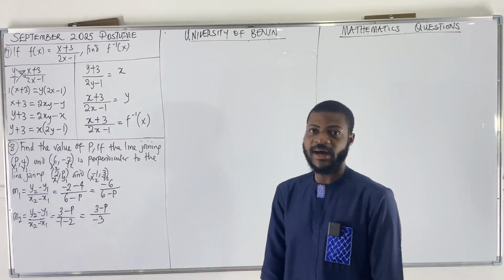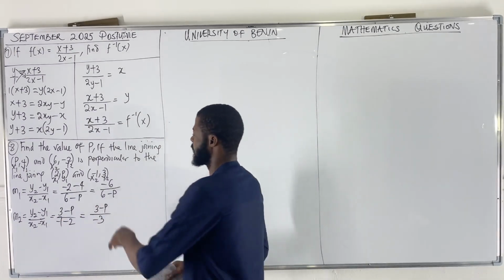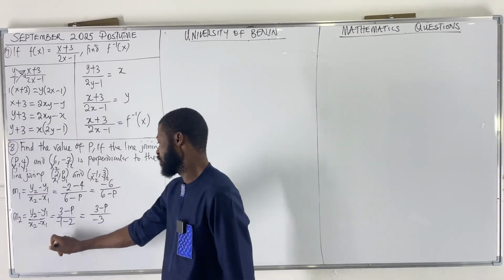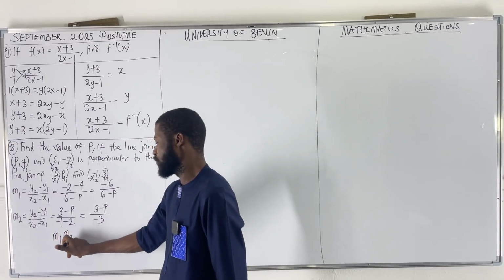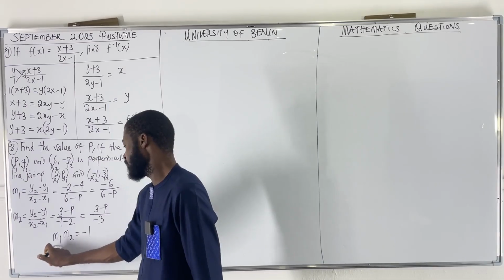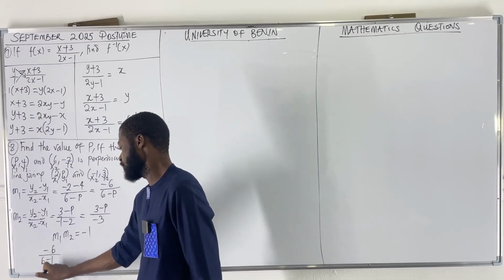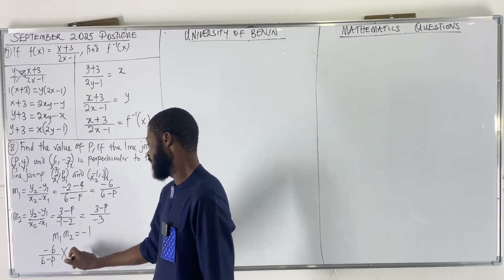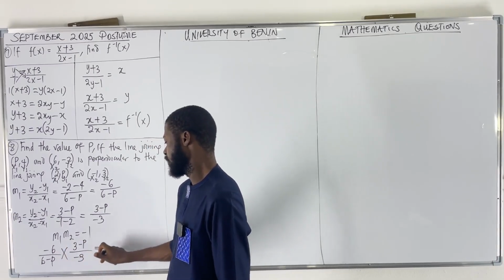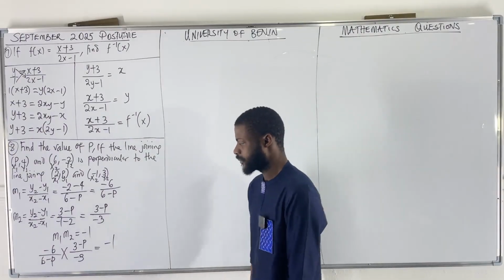Now I said something. After finding the gradient, if two lines are perpendicular, the product of their gradients is always minus 1. So this means m1 times m2 is equal to minus 1. So what was our m1? Our m1 was minus 6 over 6 minus p, times what's m2? 3 minus p over minus 3. Then this will be equal to minus 1.